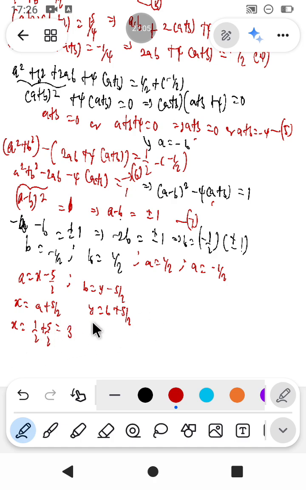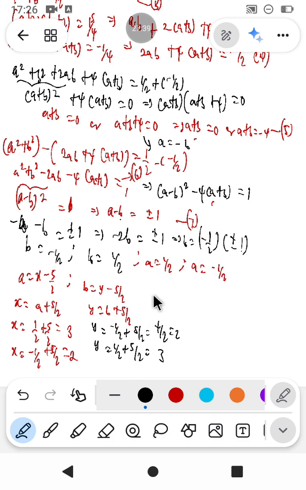And then when a is negative half, you have x equals negative half plus 5 over 2. So that's going to give us 4 over 2, which is equal to 2. You do the same thing for y. So when b is negative half, you have y equal to negative half plus 5 over 2. So that's going to give us 4 over 2, which is equal to 2. Then when b is half, you have y is equal to half plus 5 over 2. So that's going to give us 6 over 2, which is 3. All right, that's pretty cool.